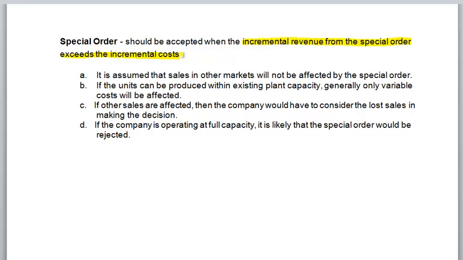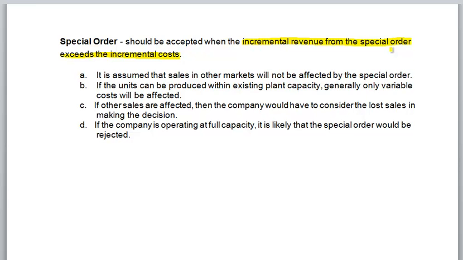by the special order. B, if the units can be produced within existing plant capacity, generally only variable costs will be affected. C, if other sales are affected, then the company would have to consider the lost sales in making the decision. And D, if the company is already operating at full capacity, it is likely that the special order would be rejected. And that's because of what we just highlighted here.